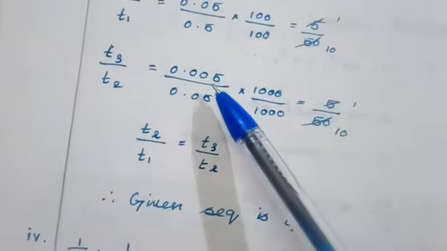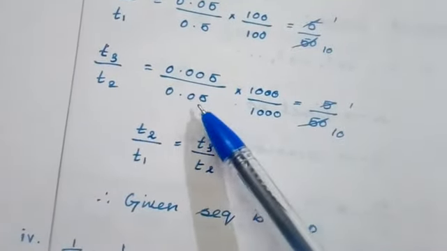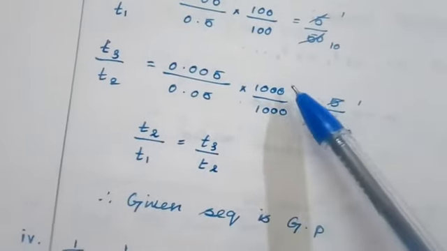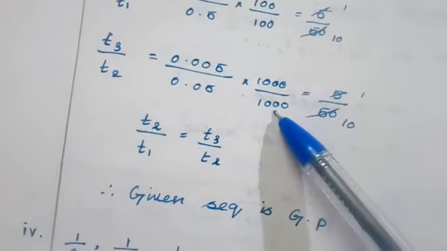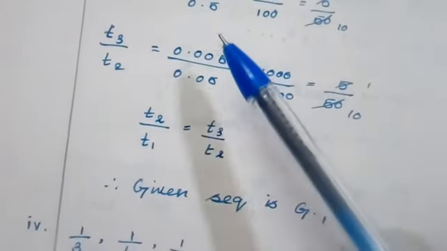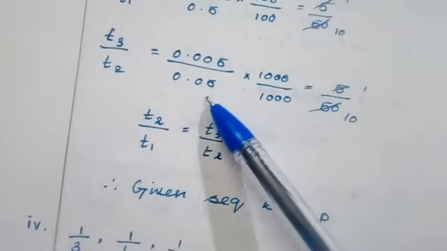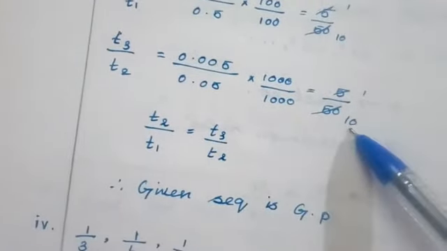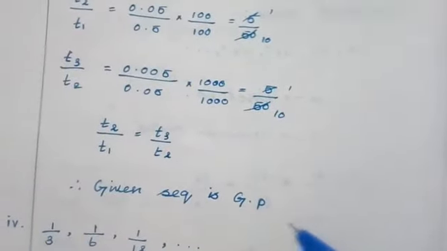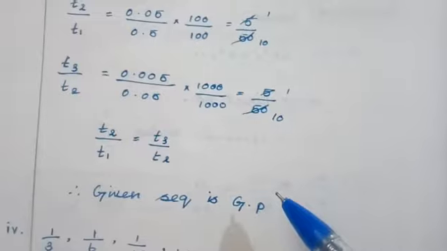T3 by T2 we have to find: 0.005 by 0.05. The maximum decimal places is 3, so multiply by 1000 in numerator and denominator. So this becomes 5 and this becomes 50, so it is 1 by 10. Now T2 by T1 equals T3 by T2, so the given sequence is a GP. The second problem, try yourself.